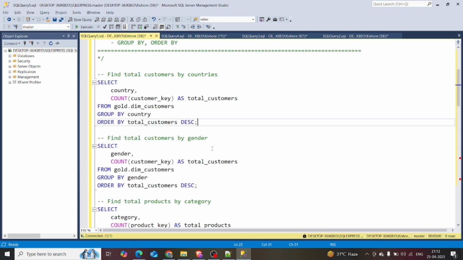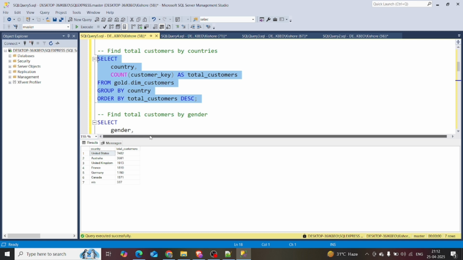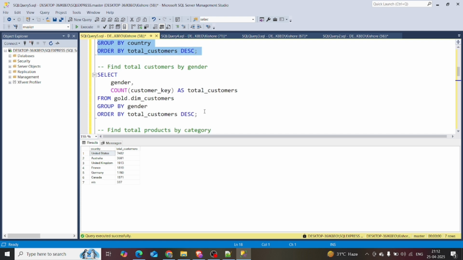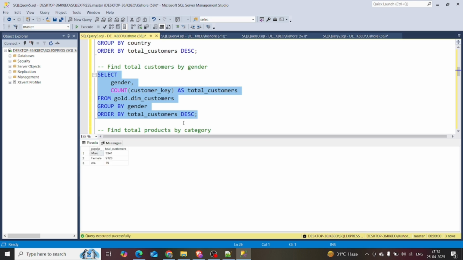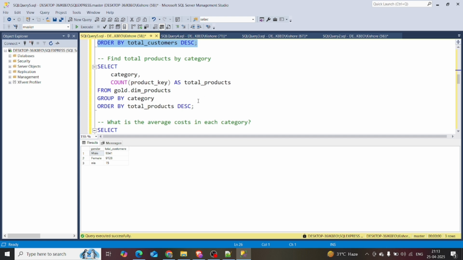So in the first question, we are finding the recap of the session. We found the total customers, and when I try to execute, there are 7 customers in the total customers by country. And we are finding the total customers by gender. When I execute this, yes, there are 3 categories: male, female, and none. And we are finding the total products by category. When I execute this, there are components, bikes, clothing, and accessories.